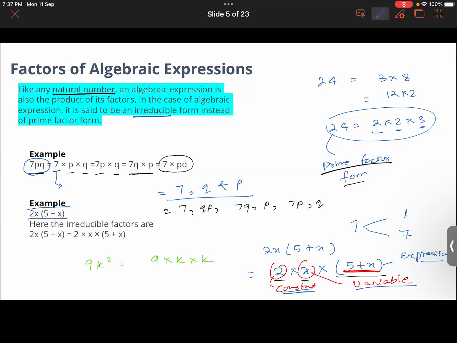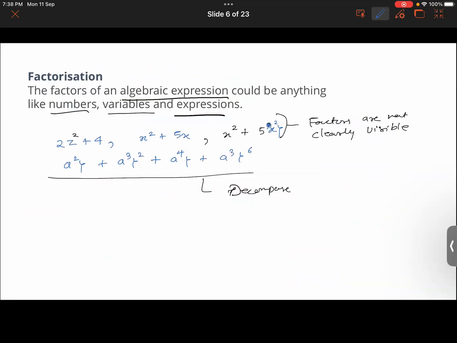Yes, sir. Why don't we, in case of an algebraic expression, say that the algebraic expression is also the product of prime factors? Can't we say that? Since it contains variables and unknown numbers. Exactly, that is the reason. So we can't be sure about the variables, right?